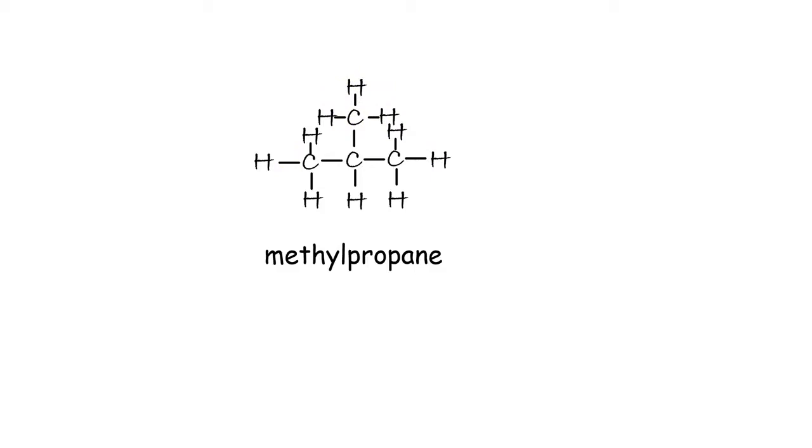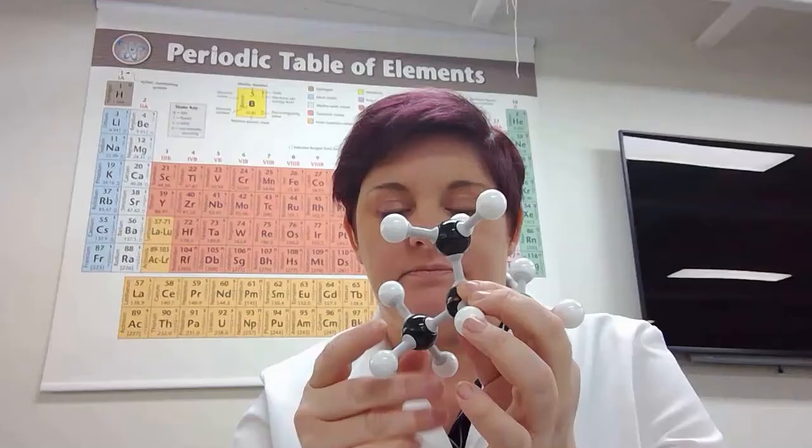We would usually add a locant to show the position of the methyl group. However, that is not necessary for methylpropane. This is because if the methyl group were in any other position, it would simply be butane.